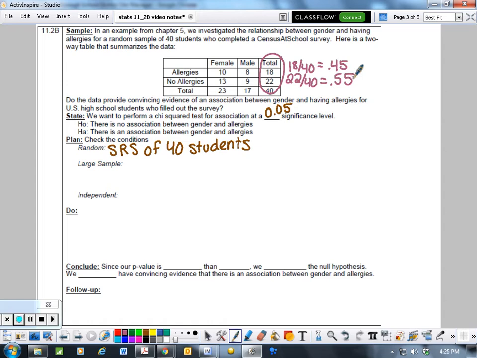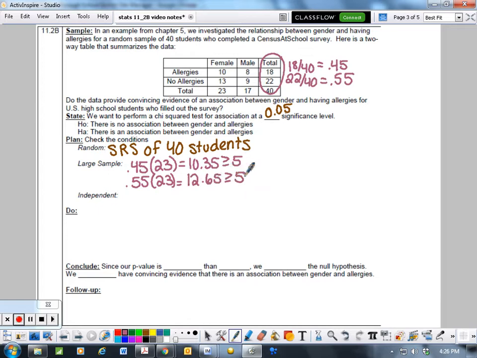Now to calculate how many females we'd expect to have allergies, I'm going to do 0.45 times the total number of females. How many do not have allergies? I'm going to do 0.55 times the total number of females. And so the values I get here are 10.35. Again, decimals are okay. That is greater than or equal to 5, so we're good there. And the value I get here is 12.65, which is greater than or equal to 5.